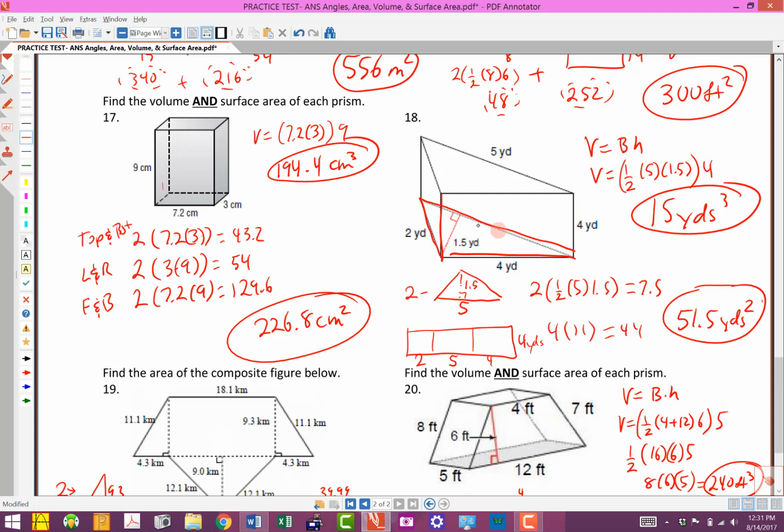Okay, that's the surface area, and then I also did the volume. So we find the area of that base, the area of that triangle, which is going to be 1/2 of 5 times 1.5 is the height.